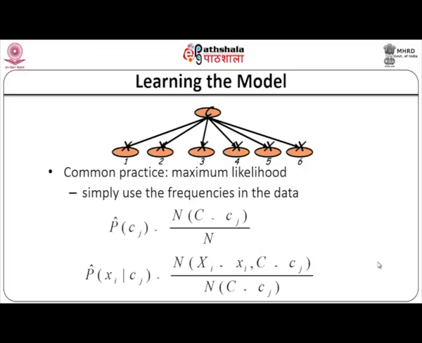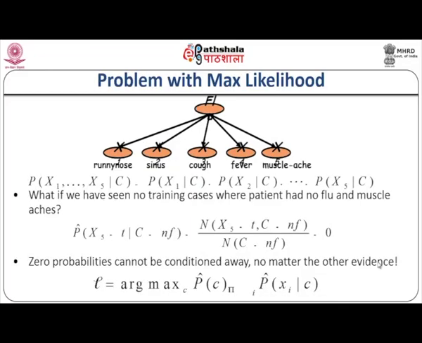The common practice is maximum likelihood, where we simply use the frequency. Similar to what we have done here, the prior probability of a class is the number of instances belonging to that class divided by the total number of instances, and the likelihood is the count of that word in that class divided by the total number of words in that category. The problem with maximum likelihood is this: if there are no training cases of, say, a patient with no flu and muscle aches, what will happen? You will get a probability of 0. If the probability is 0, it cannot be conditioned away no matter what the other evidence is, you will still get a 0 probability, which is not true, because it is 0 only because you have not come across that case.